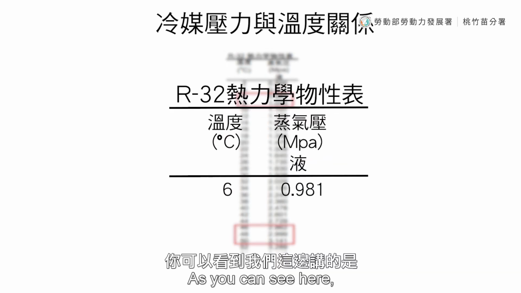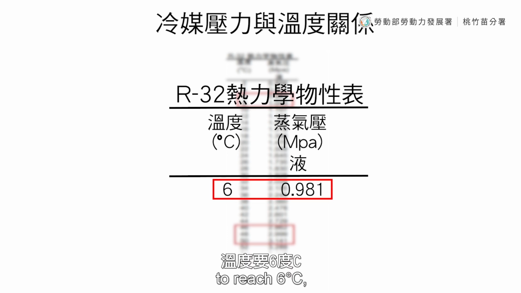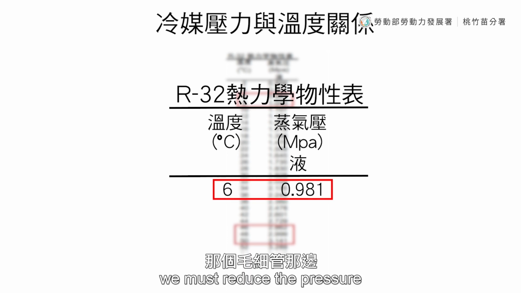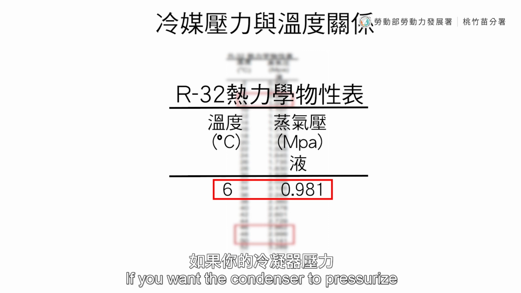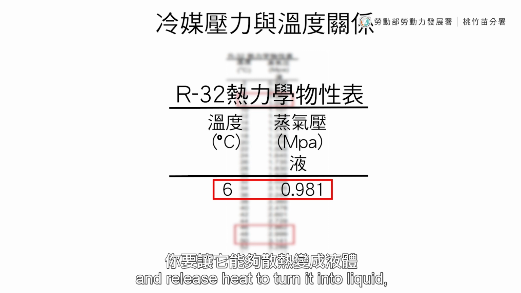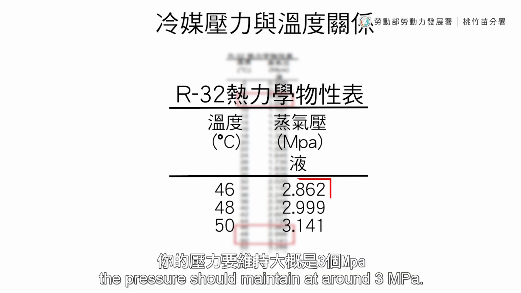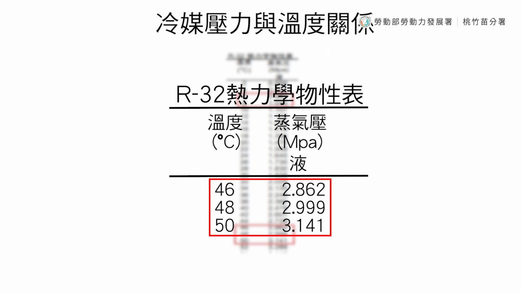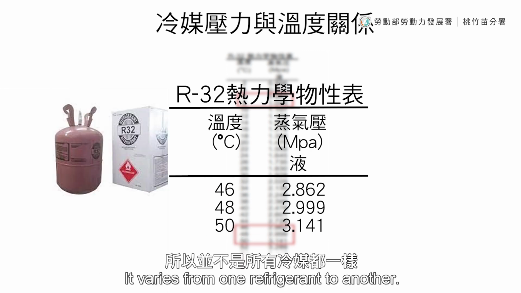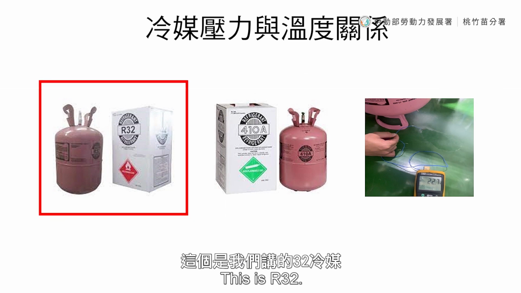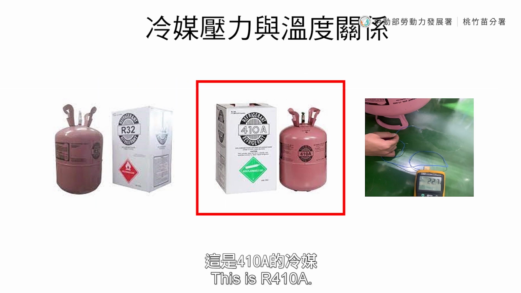As you can see here, to reach 6 degrees, we must reduce the pressure to around 0.981 at the capillary tube. That's the pressure. If you want the condenser to pressurize and release heat to turn it into liquid, the pressure should maintain at around 3 MPa. That's about it. It varies from one refrigerant to another. This is R32. This is R410A.